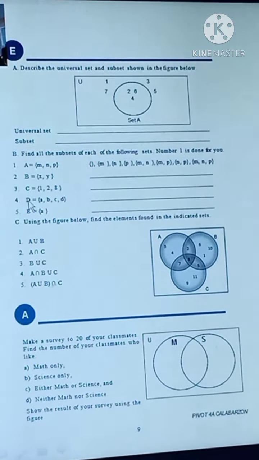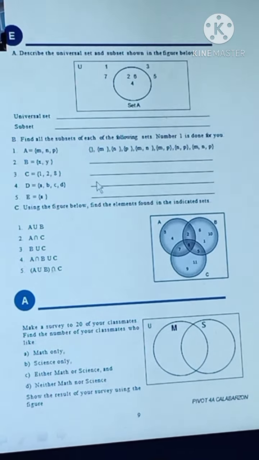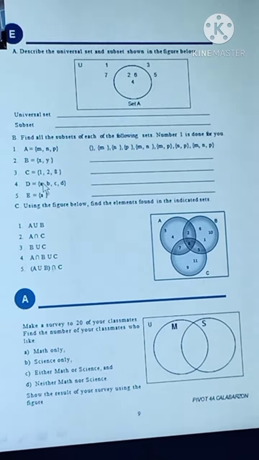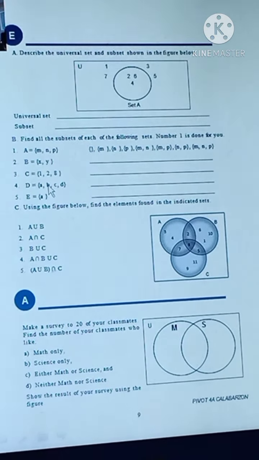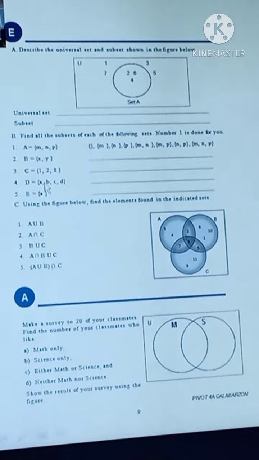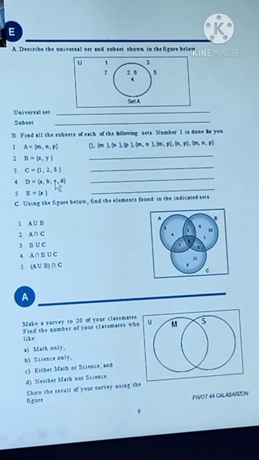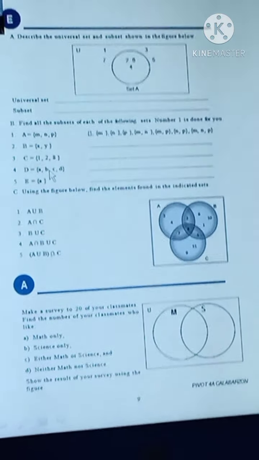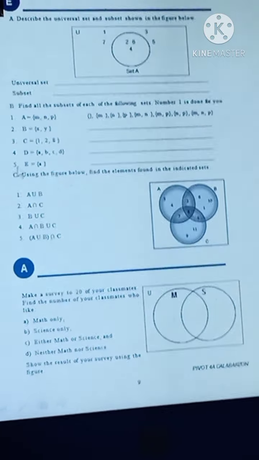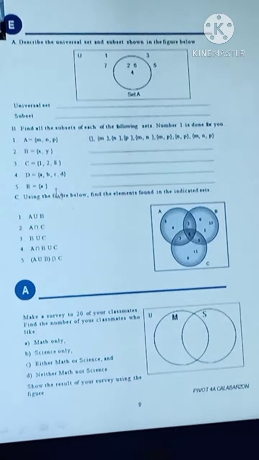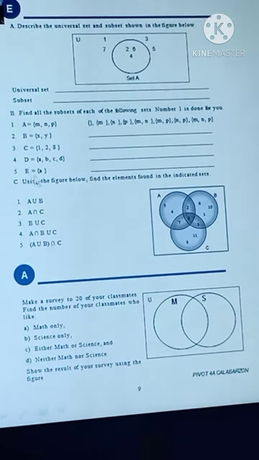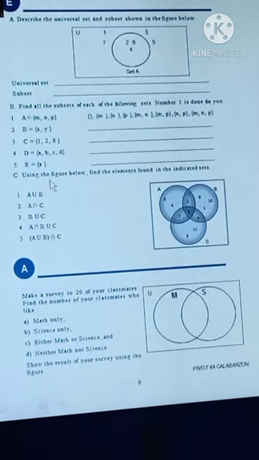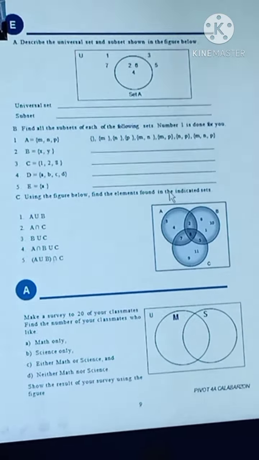Next, number 4, D is equal to the null set. Kupihin nyo ulit. Isa-isahin sila, himay-himayin. Then, combination: A, B, AC, AD. B naman: BC, BD. C naman: CD. Then, ABC, BCD. Then, the last, ABCD. Okay? Then, the last, number 5, E is equal to A, or empty set, and A lang, dalawa lang sagot.